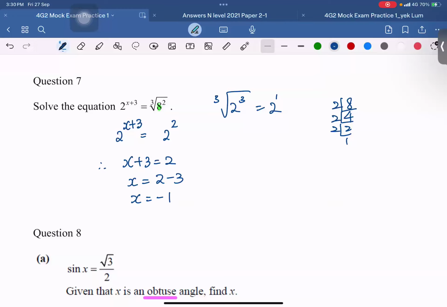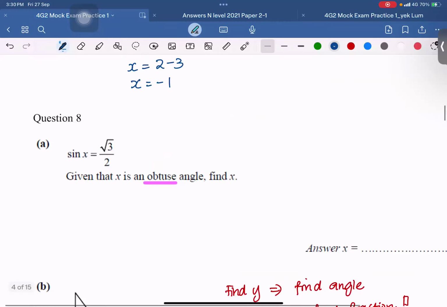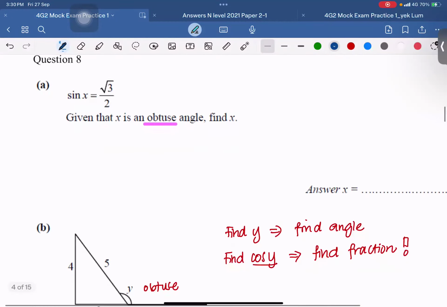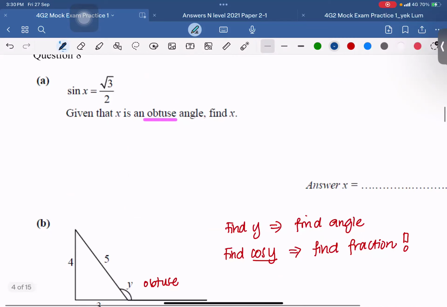Okay, next one. Let me continue, okay? Next part, sine of this is an obtuse angle. Try not to use the calculator and put a decimal inside the answer. Directly key everything into your calculator. The one that we're looking for, x, is an angle. So I want an angle, so I need to do sine inverse. So x equals sine inverse of the whole thing. Keep the whole thing inside.